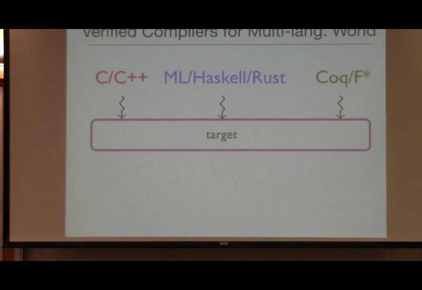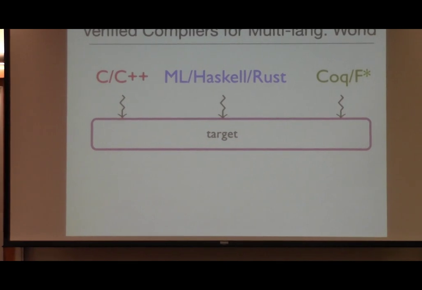And then even richer still, we might have code that we write in Coq, Gallina, or F-star, right? Dependently typed languages. The richness of the type system is going up as I move across the screen, right? We want to be able to compile them to the same target, but we don't want them to disrupt each other's nice guarantees, right?